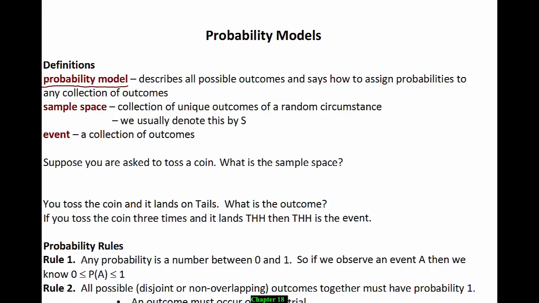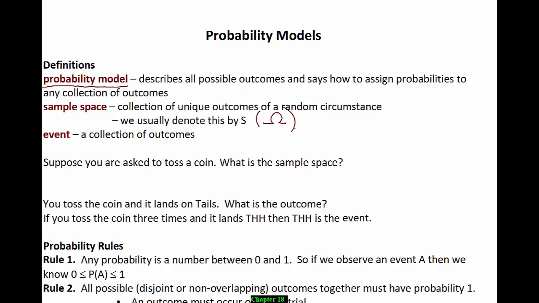A sample space is a collection of unique outcomes of a random circumstance. We usually denote this by a capital letter S. This is really a script S, and sometimes in other textbooks you'll see it denoted by omega. An event is a collection of outcomes.